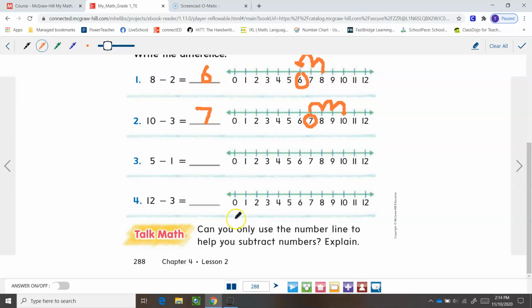I look at number 3. I start at 5 because that's my whole, 5. Minus 1, I jump back just 1 spot, and I get 4, so 5 minus 1 equals 4. 12 minus 3, again I start with my whole, 12, and I count back 3 spots. 1, 2, and 3. I get 9. So 9 is my difference.